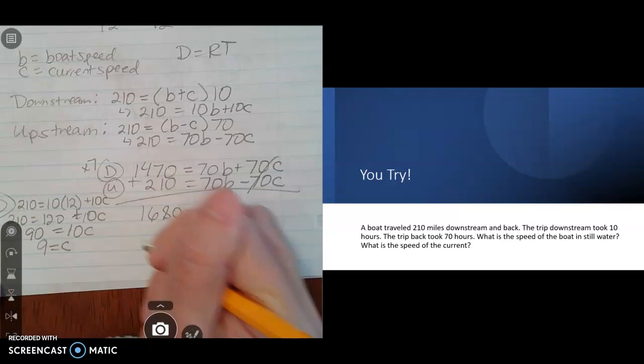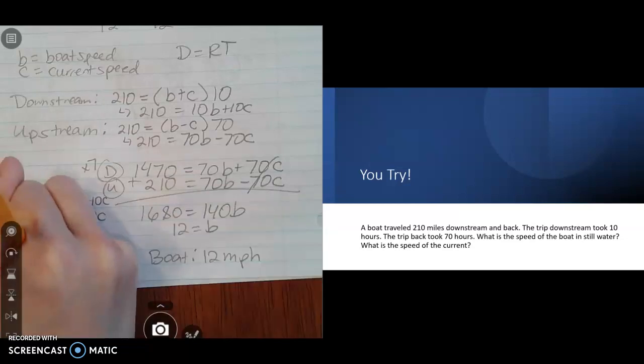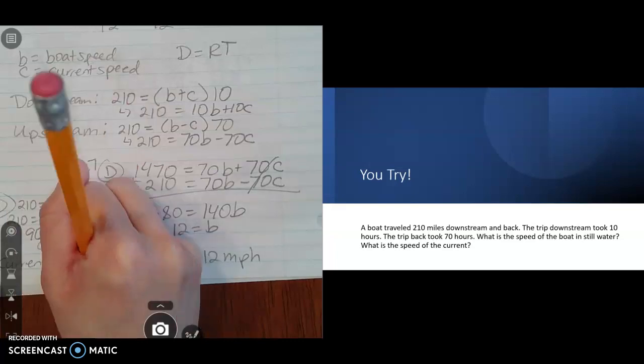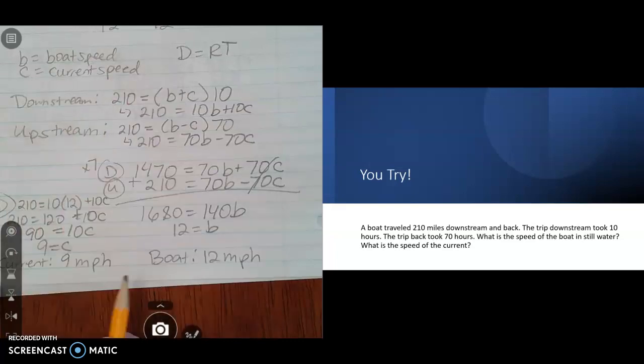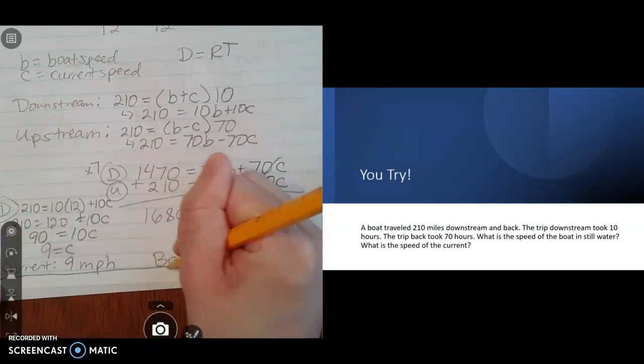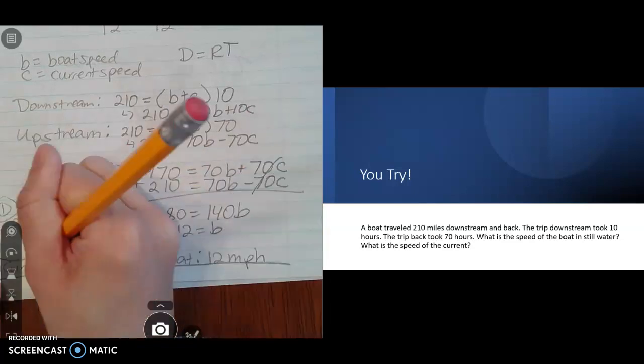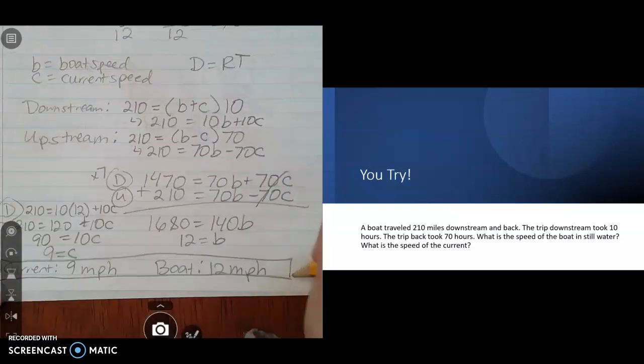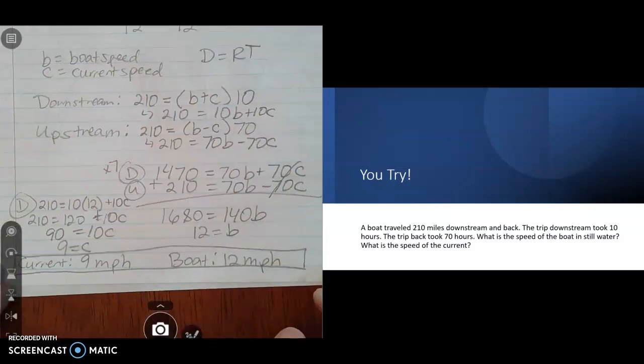So that means that my current is 9 miles per hour, and most likely these speeds being so close to each other is why it took so much longer to come back, because the current was really affecting that overall rate. So that's how I would approach this problem.